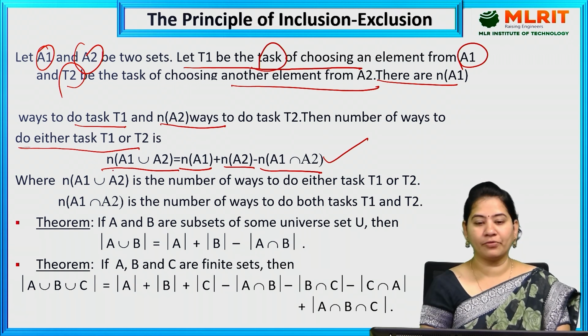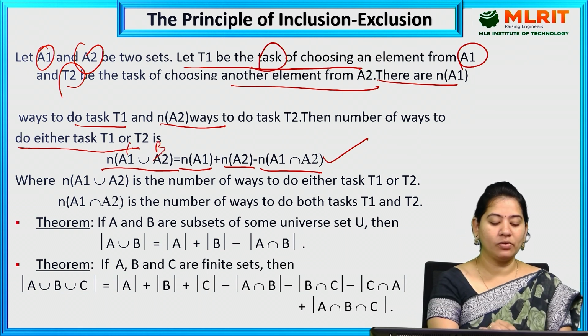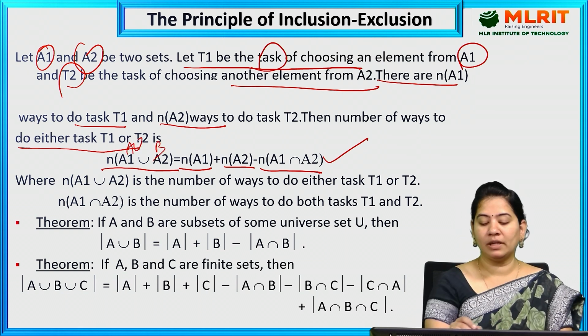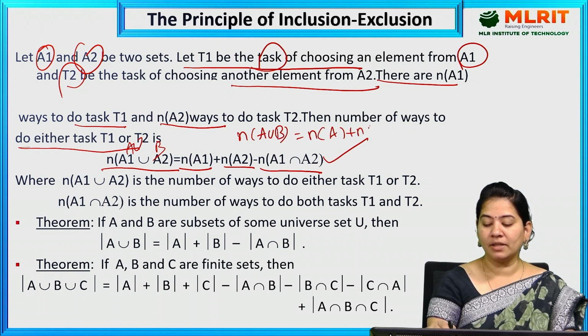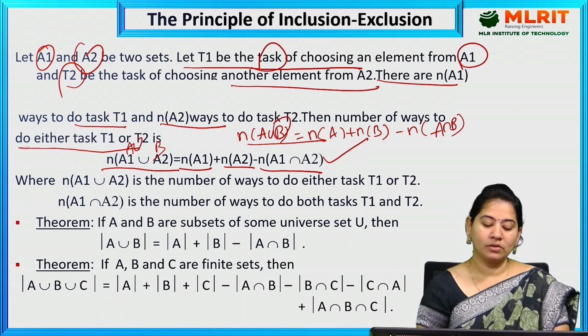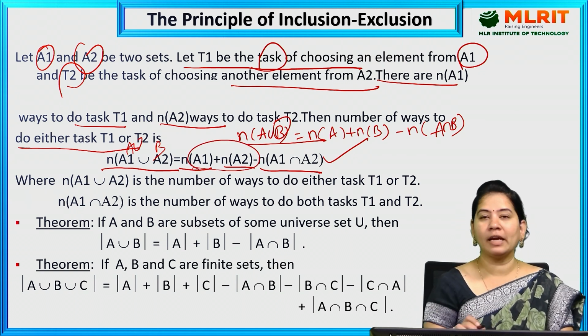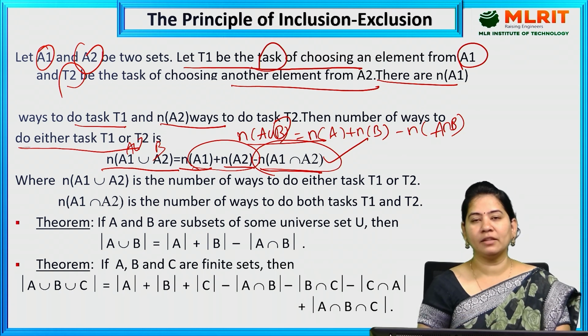So n of A1 union A2 is equal to, or else you can consider this as A union B also. In the earlier classes we have seen n of A union B is equal to n of A plus n of B minus n of A intersection B. In the same way here, instead of B we are considering A2. So we are adding the two tasks and we are subtracting the common ones which are there in those two tasks.